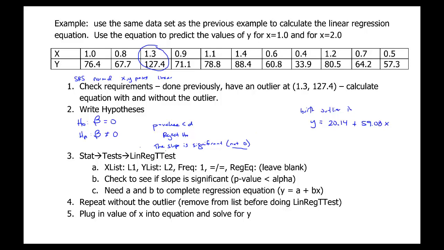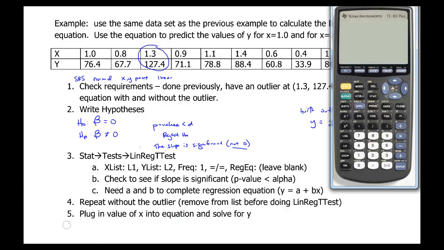Alright, so let's do the same thing, except remove the outlier. So if we go back to our data, remember you can just highlight the one that you want to get rid of and push delete, and then make sure you do that in both lists. So now the outlier is removed. Go back to stat and tests and linear regression t-test. All this information should be the same as we just used. We'll go down to calculate.